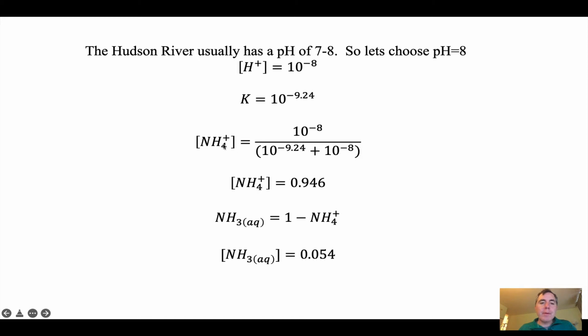So we have the ammonium equals 10 to the minus 8 over 10 to the minus 9.24 plus 10 to the minus 8. You just solve that, and now you know the ammonium is equal to 0.946, or 94.6% of the total. You can figure out the amount of ammonia is equal to 1 minus the ammonium. So you have 1 minus 0.946 equals 0.054.